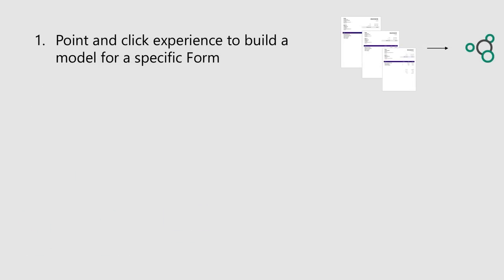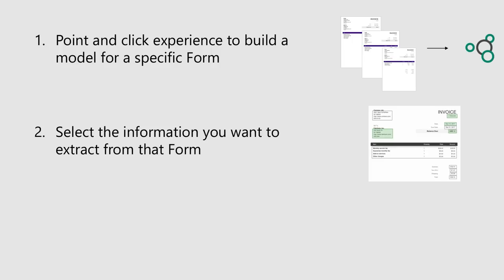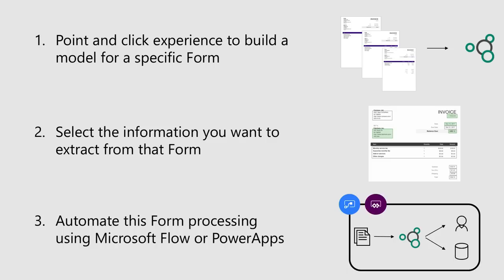And I'm going to show you and do it with you now. We'll do 3 things. First, you need to bring in your forms, a couple of examples of those documents, and build a model with those. Then select the data that you want to extract from those documents, and then embed that solution in a PowerApp or a flow to automate that process.